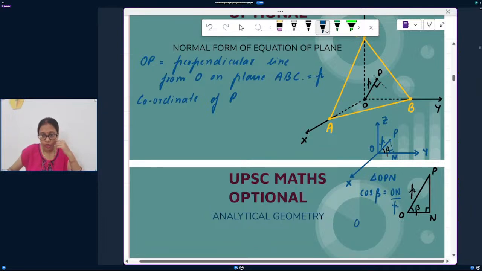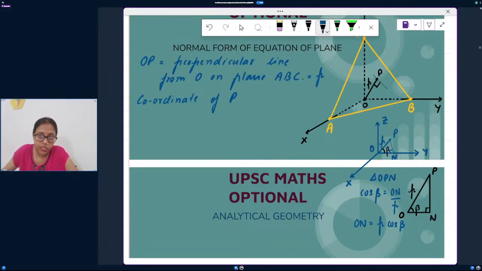What is ON from here? ON from here is small p cos beta. So why have we calculated ON now? Actually, I want to find the coordinate of P. The coordinate of P means again the same thing. I drop a perpendicular to the y-axis, to the x-axis, to the z-axis, and all those feet of the perpendicular give me the x component, y component, z component. Or we can drop it here perpendicular and then go to y-axis, x-axis, one and the same thing. So that ON is basically giving me the y component, p cos beta.